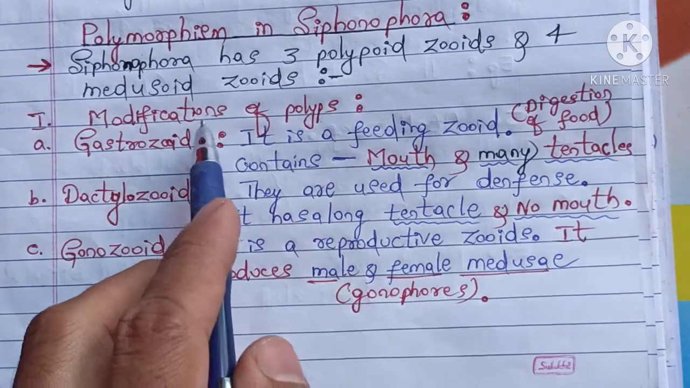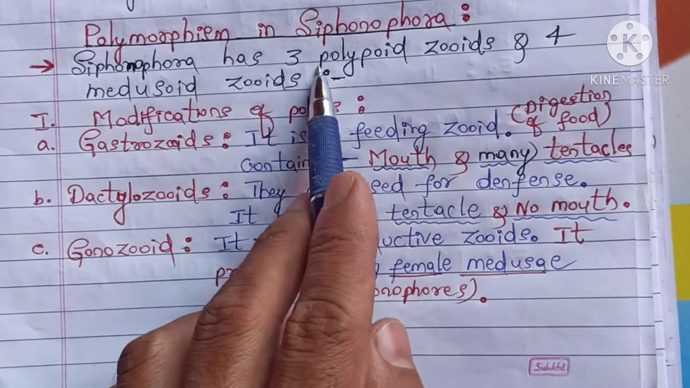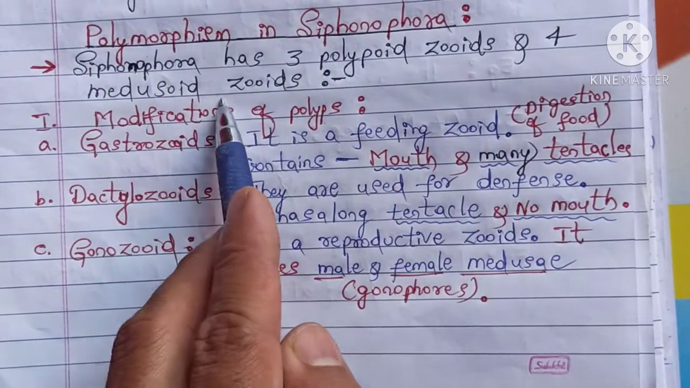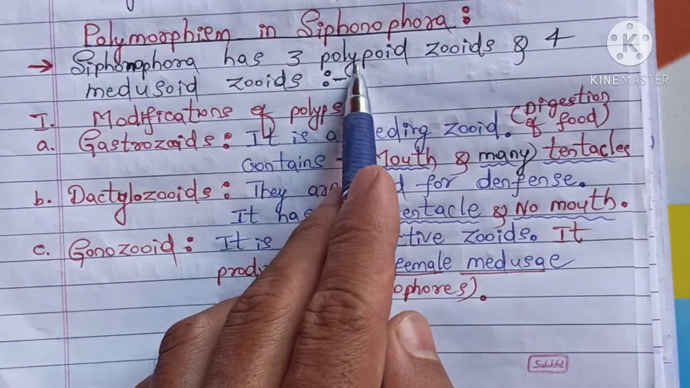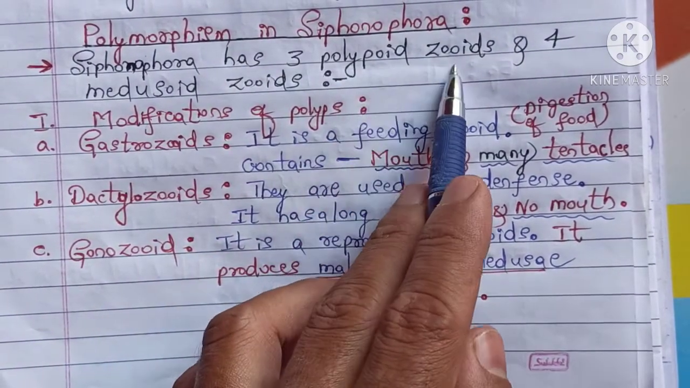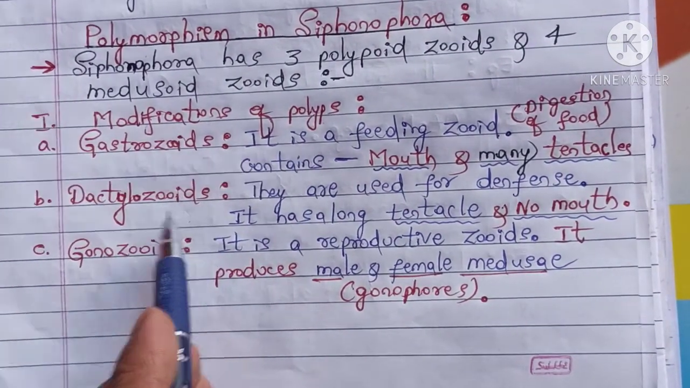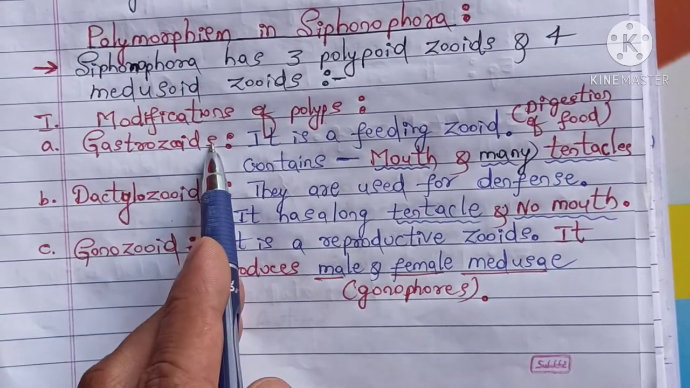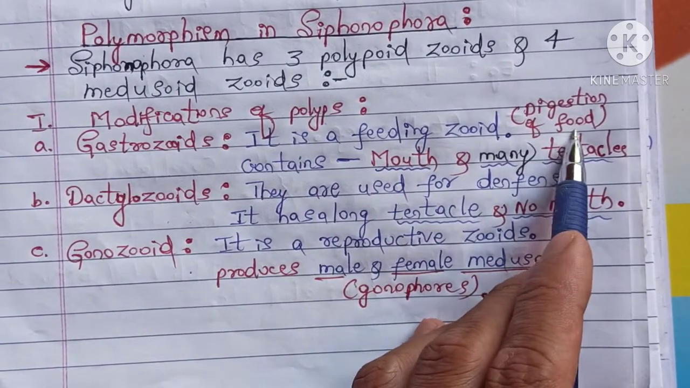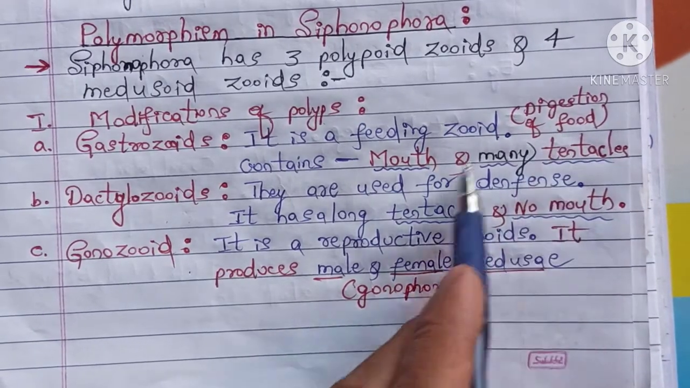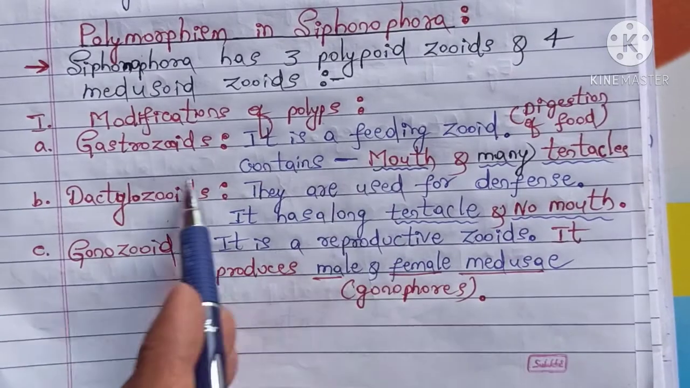so once again, let us briefly glance at the polymorphism in Siphonophora. Siphonophora has 3 polypoid zooids and 4 medusoid zooids. First we are going to study the modifications of polyps, or polypoid zooids. There are 3 modifications: gastrozoids, dactylozoids, gonozoids. Gastrozoid, as I told you, is a feeding zooid and it helps in the digestion of food, particularly liquid food, and it contains a mouth and many tentacles.